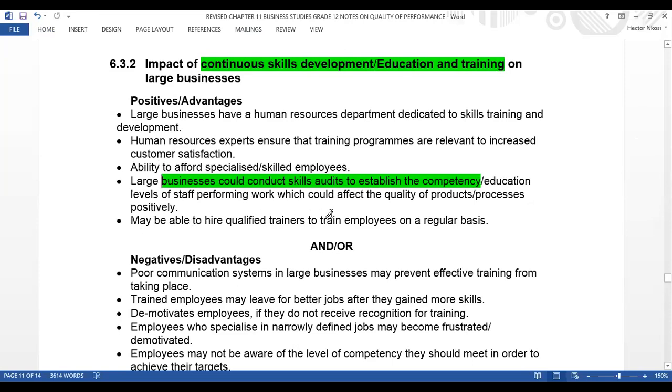Another point on the good things about continuous skills development or education training, it may be able to hire qualified trainers to train employees on a regular basis. So that's a nice thing also, because we can always hire qualified trainers to train employees on a regular basis based on what they have.